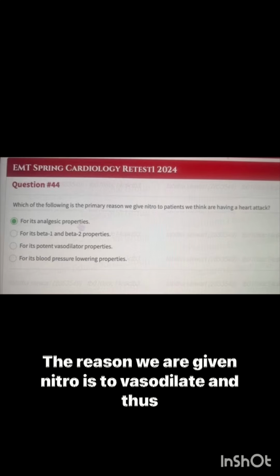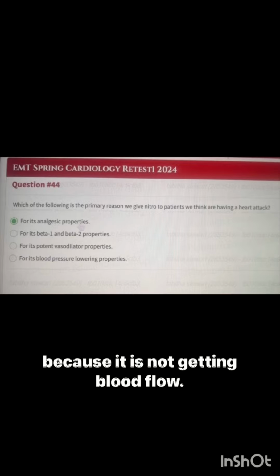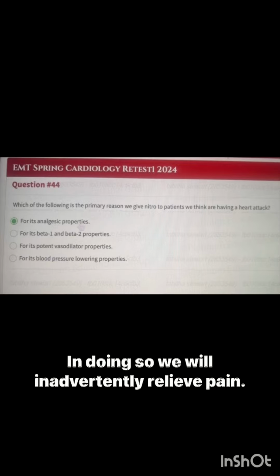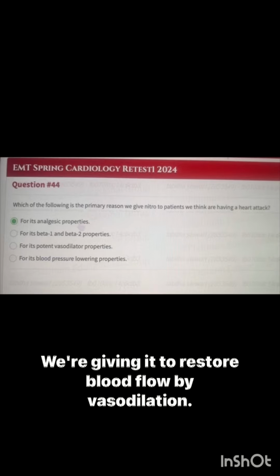The reason we give nitro is to vasodilate and thus restore blood flow to the area of the heart that is dying because it is not getting blood flow. In doing so, we will inadvertently relieve pain, but we're not giving it to relieve pain, we're giving it to restore blood flow by vasodilation.